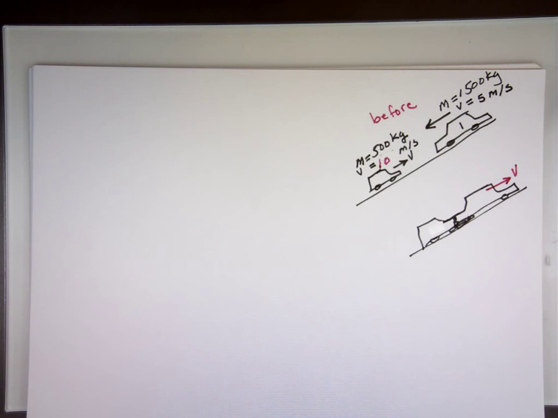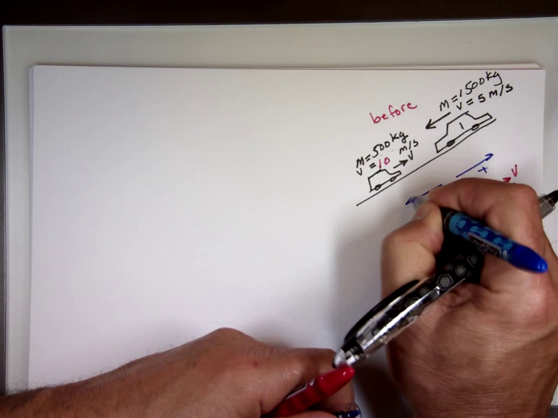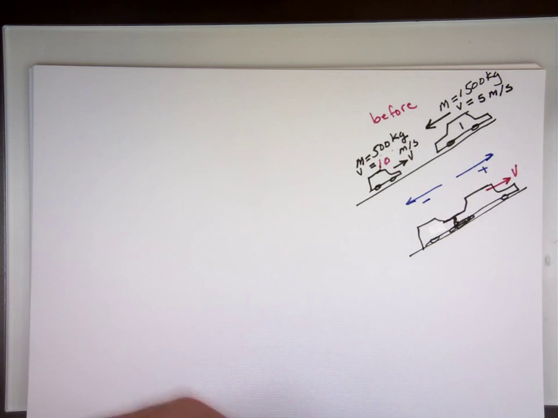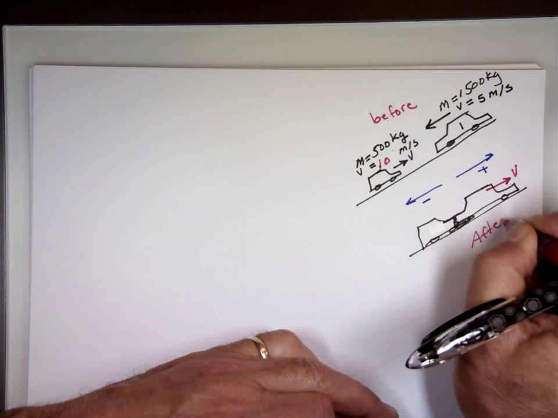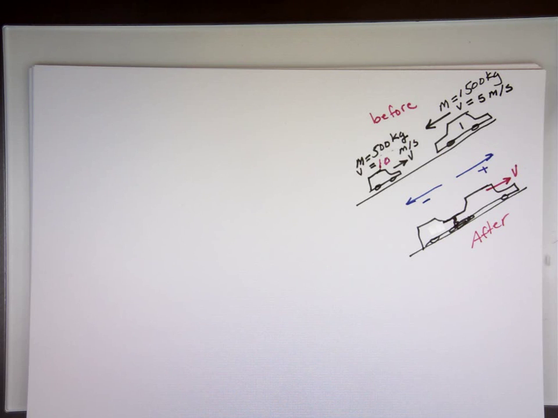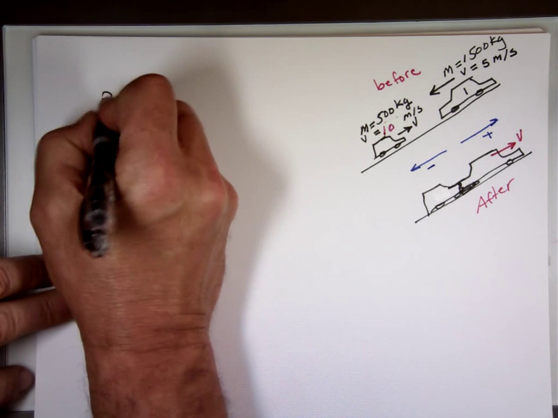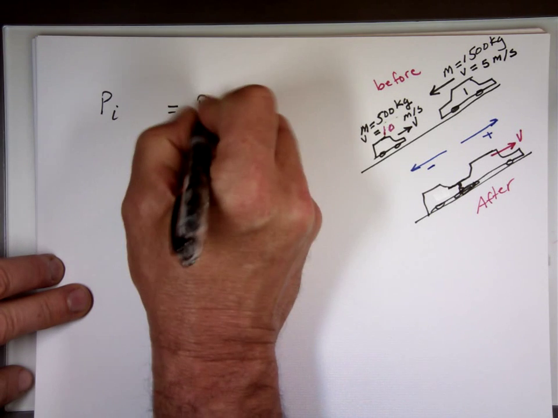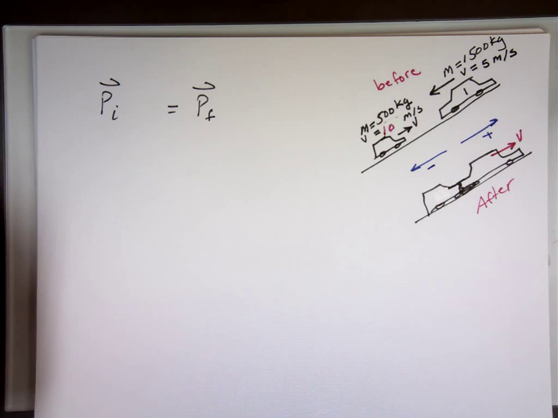So let me define this direction as positive, and let me define this direction as negative. So this is the after. And we're not sure which way it's going to move. So I put it going up. I took a wild guess. So the initial momentum before equals the final momentum. The momentum before equals the momentum after.